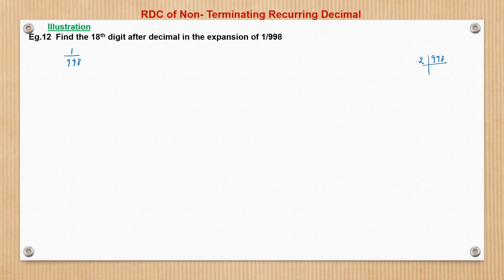998 is like 2 times 499, and 499 is a prime number, if I'm not wrong. So in that case, RDC would be 498, which is a very high number, and we have to find the 18th digit. Even a calculator will not give the 18th digit. So this RDC method is not useful here.